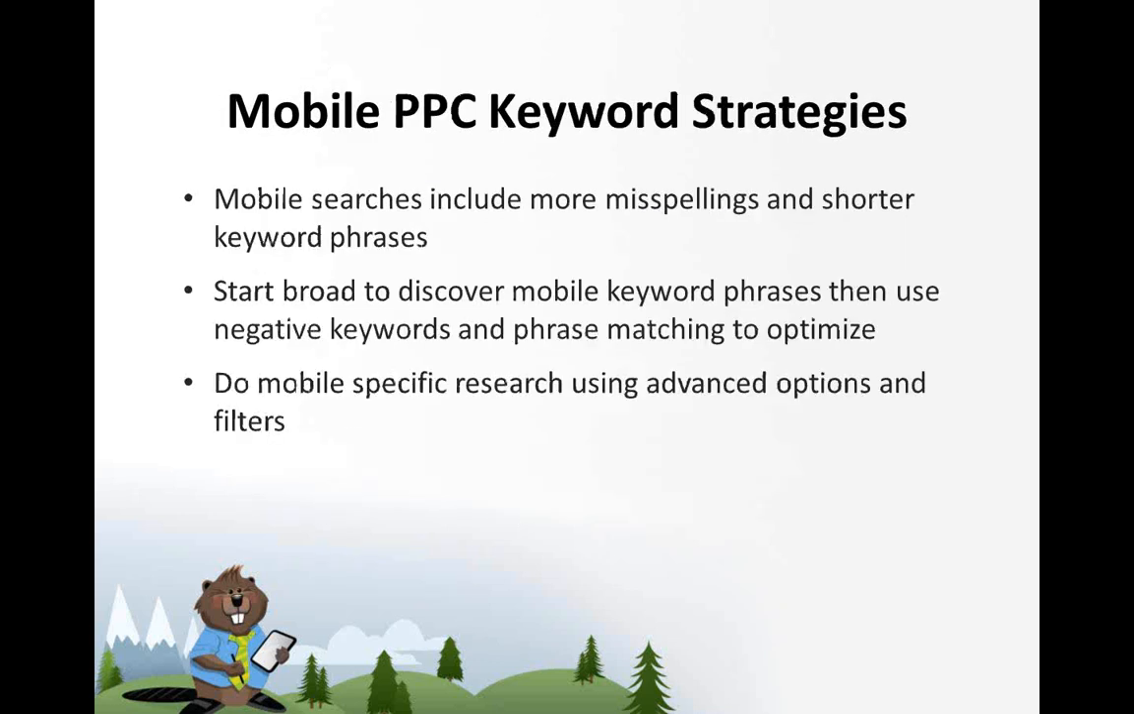Keyword strategies. Most of these data points and most of this information comes from Mobile Marketer and several articles that they have promoted. Obviously, mobile search is going to include a few more misspellings and shorter keyword phrases. Mentioned that a moment ago. And then do mobile-specific research using your advanced options and filters. The key with all of this, the key with your entire mobile strategy, is using research and analytics to determine what's working and what isn't. Don't just assume that everything you know about PPC and AdWords from your desktop campaigns is going to translate, because oftentimes it won't.